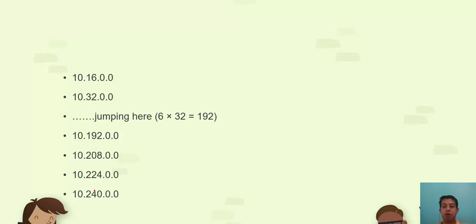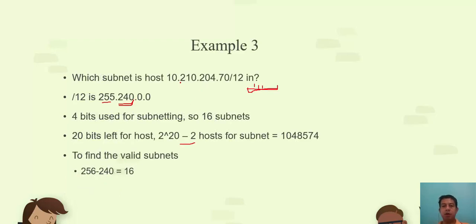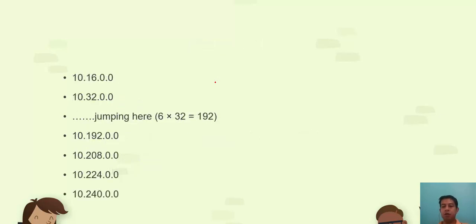Okay, so this is one area where people can make mistakes. So 10.16, 10.32, then we can go on like this. Jumping 4 times, that means 64, and every time it increments by 16, then we go to 192, 208, 224, 240 like this. It's incrementing by a value of 16. Going back to the question, 10.200.47.0.